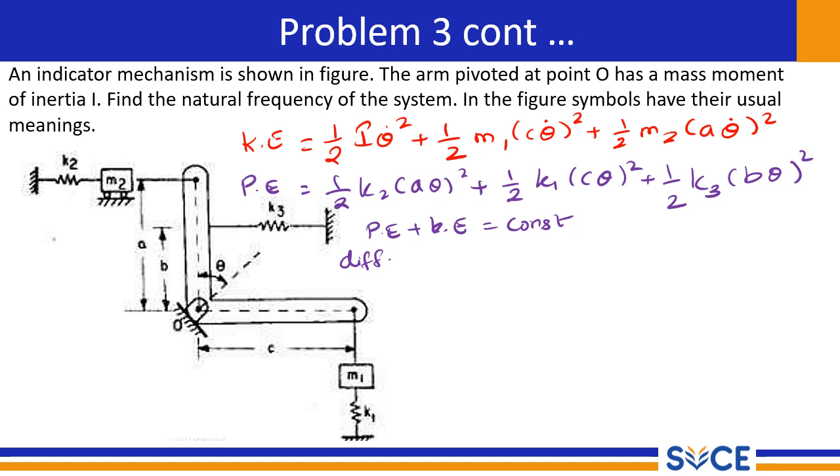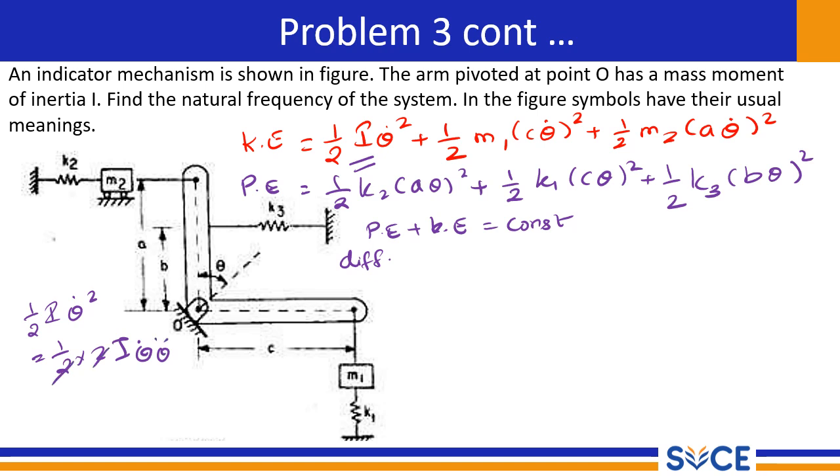If we are differentiating this with respect to time, what will happen? Let me write it on this side. Differentiating half I theta dot square, I will get half into 2 into I, first theta dot, then differentiating the velocity with respect to time I get theta double dot. So the 2 will get cancelled.